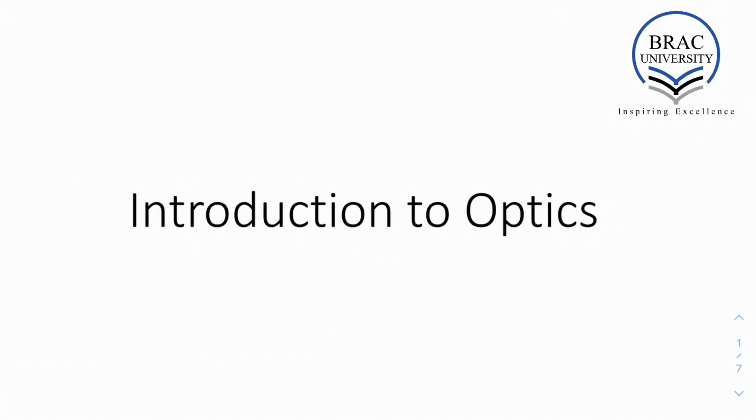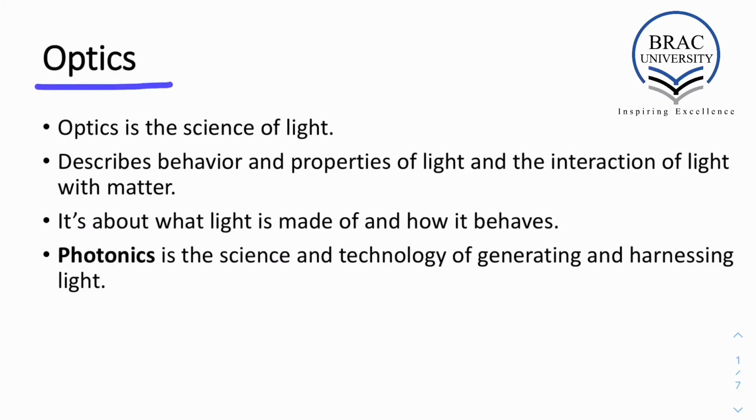Previously, we have discussed the nature of light, and now in this part, we are going to discuss what optics is and what methods we use to do optics. So, what is optics? Optics is the science of light. It describes the behavior and properties of light and the interaction of light with matter. So in short, it's about what light is made of and how it behaves.